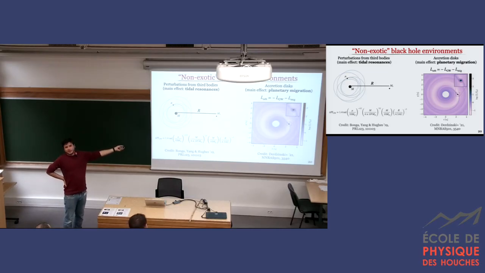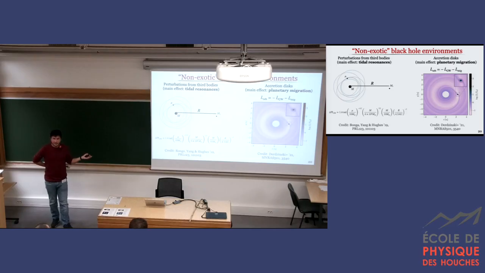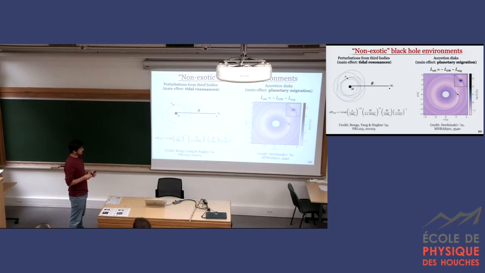Another effect is, of course, if you have an accretion disk, this will affect your small body. And the main effect here is something called planetary migration. So, well, this is something typical, for example, in solar system things. I don't remember the right word. But the main idea is basically, imagine that you have your small object here moving in accretion disks. This essentially will perturb your accretion disk, so it will create these wake profiles, so these spiral arms.